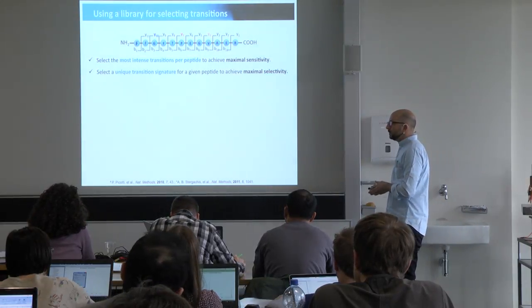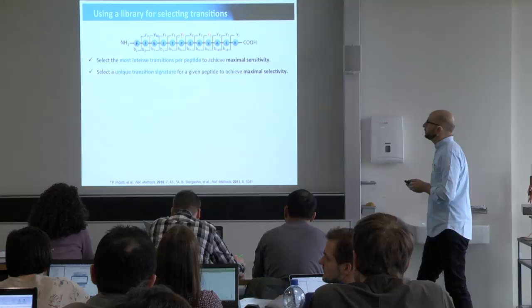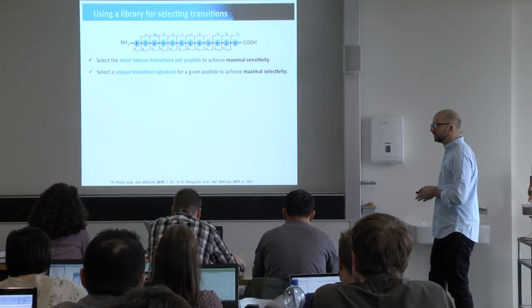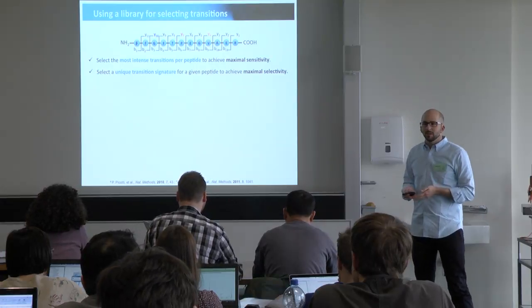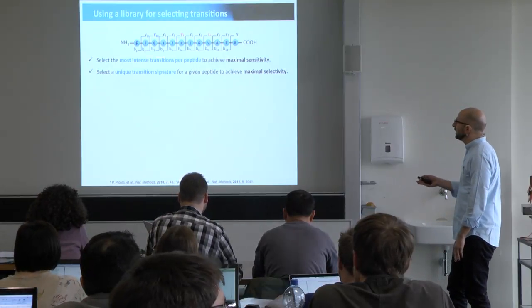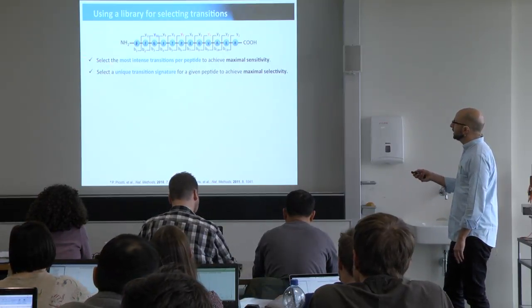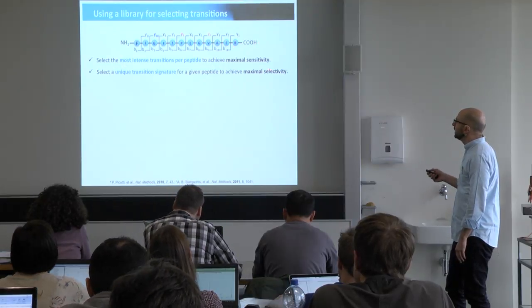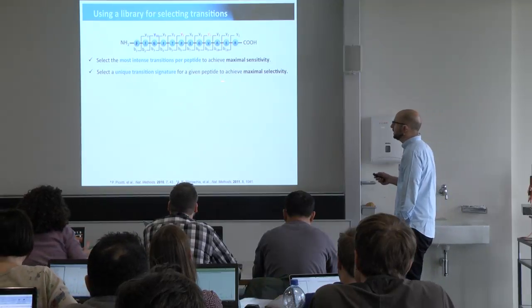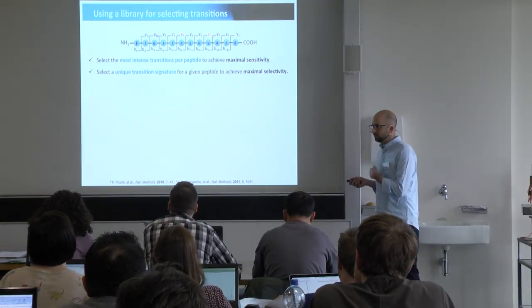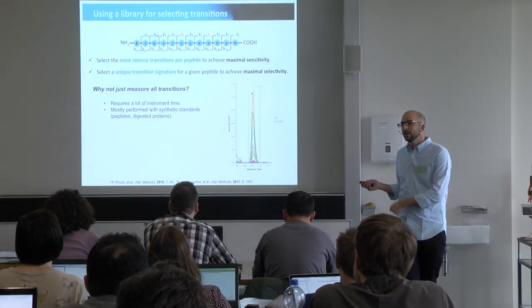From the previous talk, what we said was we're going to be using a library for selecting transitions. Tina mentioned to you that the best place to start is empirical data, and then we said we would like to do 2 things. One is to select the most intense transitions per peptide for maximal sensitivity, and the second is to choose the unique transition signature for selectivity, to make sure that we're targeting the peptides that we're interested in.